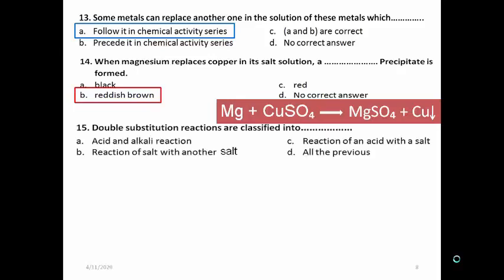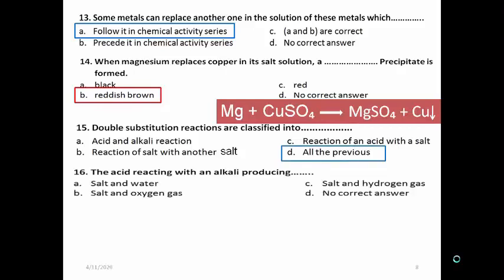15. Double substitution reactions are classified into acid and alkali reaction, reaction of salt with another salt, reaction of an acid with a salt, or all the previous. All the previous will be the right answer.